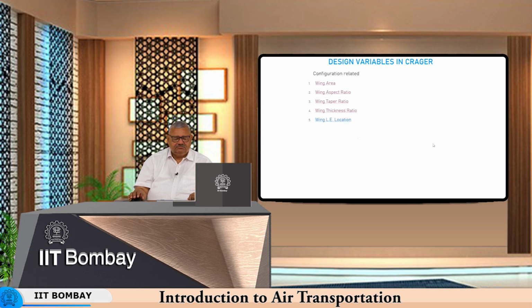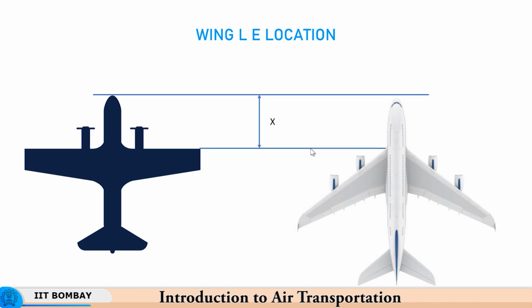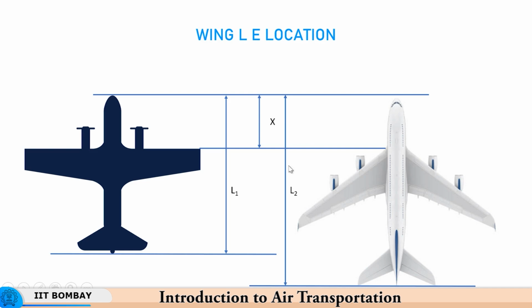And then we have wing leading edge location. Here we have taken two aircraft, one which has got some kind of a sweep and the other which has got no sweep. Location x from the nose to the place where the wing is located on the fuselage, that distance divided by the length, either L1 or L2, that ratio x upon L1 or x upon L2, is the wing leading edge location.